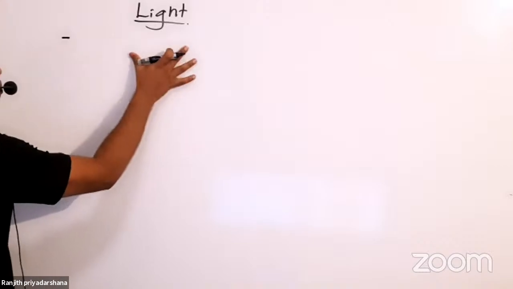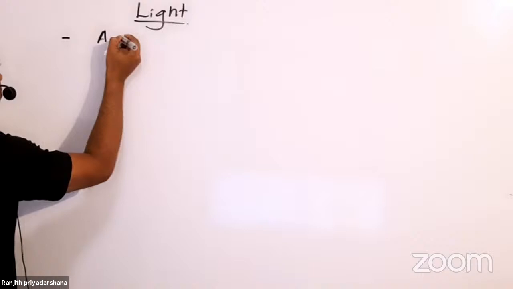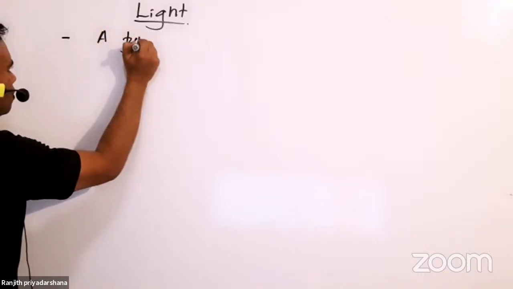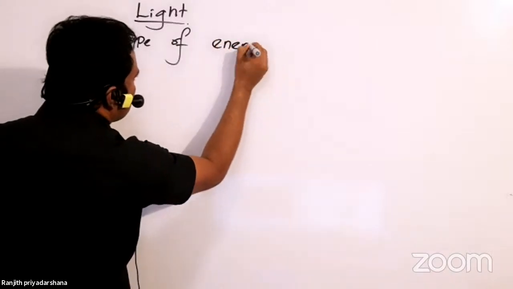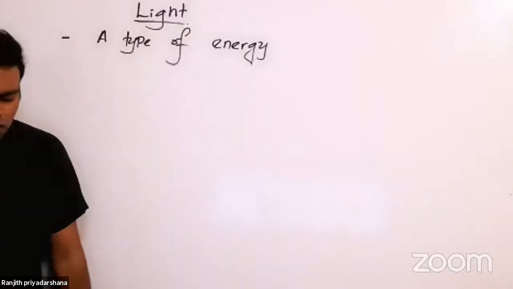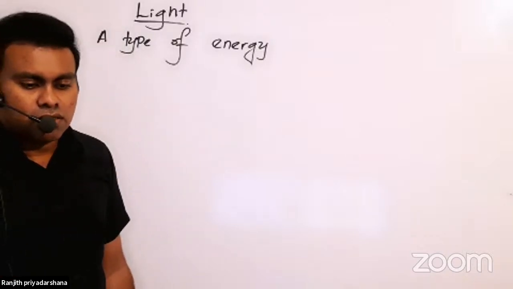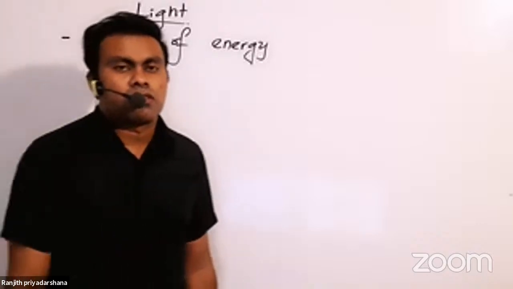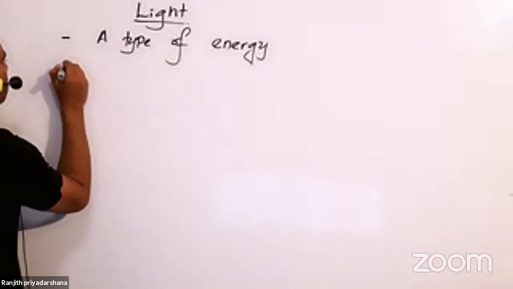Introduction about light. So light is what? That's a type of energy. A type of energy. Mea Shakti Visheshayak. And another important thing, it's a type of wave. Okay, so we call that electromagnetic wave.